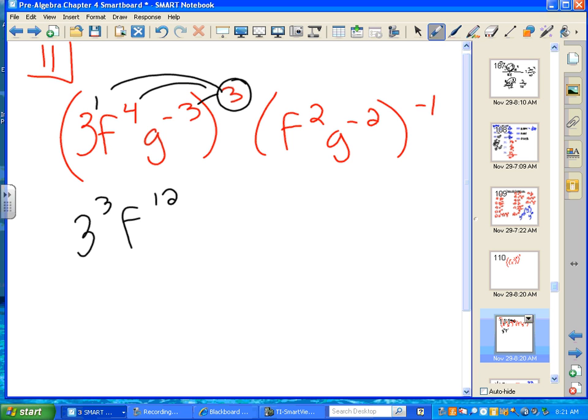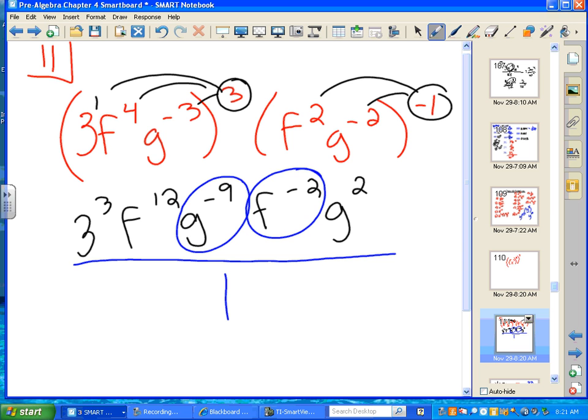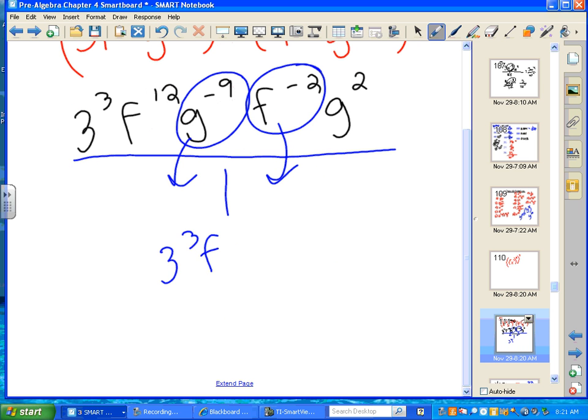Second one, you don't have to put a 1 on anything. We're distributing the negative 1 to each exponent. So we have f to the negative 2nd, g to the positive 2nd. You with me? So that was step 1 in our order of operations of exponents. Emma, what should we do next? Good, so put a 1 underneath everything, circle any of the powers that have a negative exponent, this one and this one. They get shifted to the bottom, so you're moving or switching them, however you want to say it. So now we have 3 to the third, f to the 12th, g to the 2nd, all over g to the 9th, f to the 2nd.